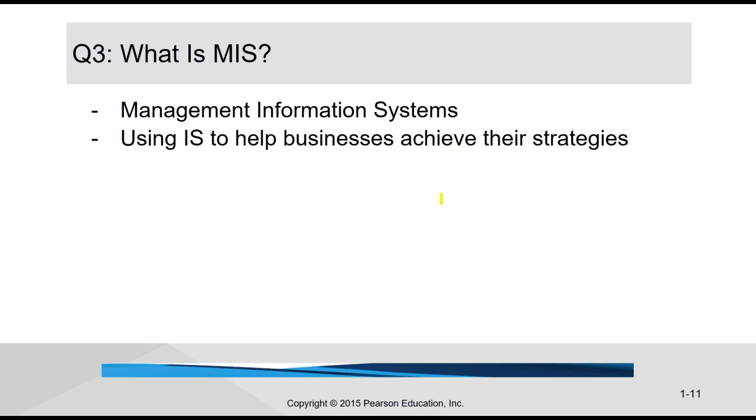What about the M in MIS? MIS means Management Information Systems. This refers to the use of information systems to help businesses achieve their strategies.